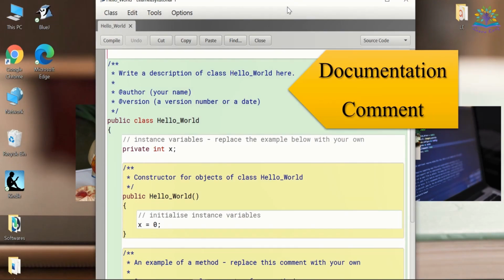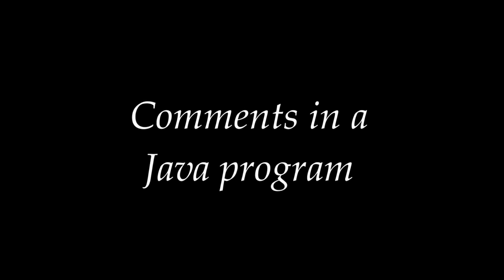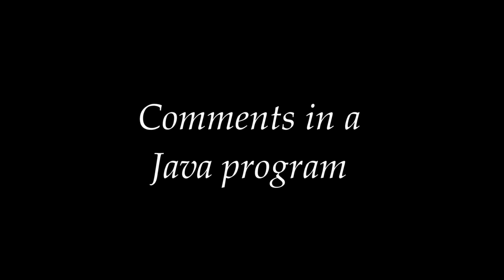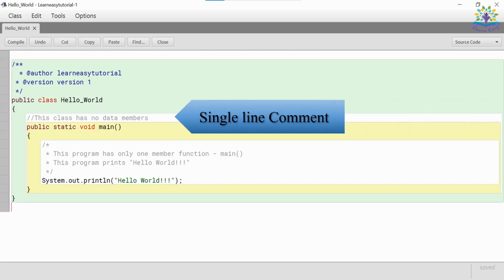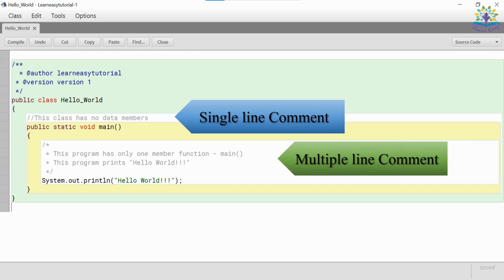The first set of code you see here in blue is called documentation comment. Comments are statements which are not executed. They are included in the code to indicate why a particular variable is used or to specify the logic or use of a particular function. Types of comments included in a Java program are single line comment, multi-line comment, and documentation comment.